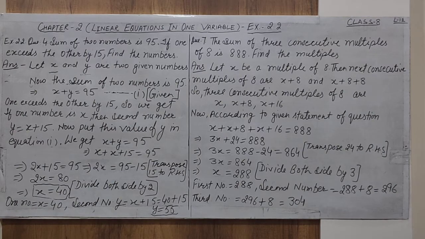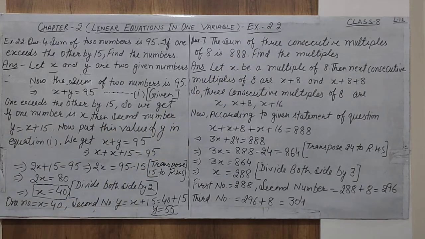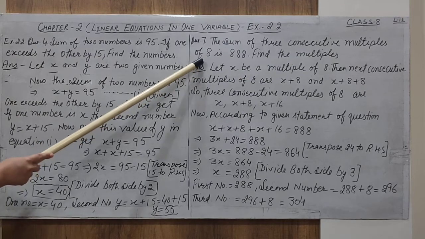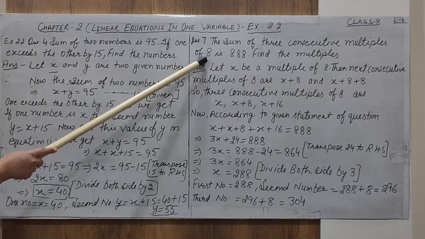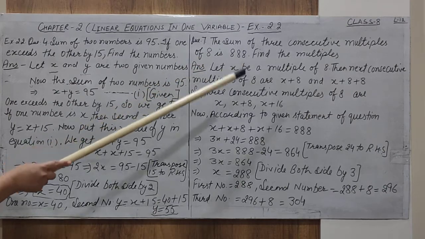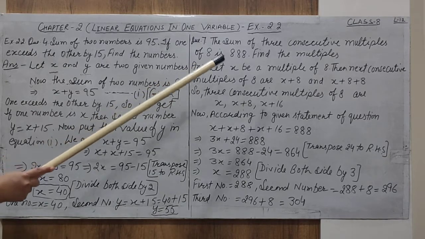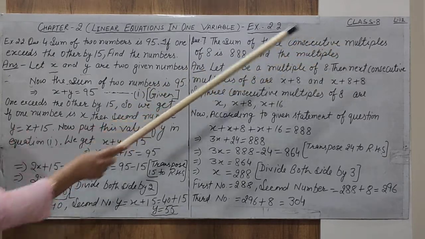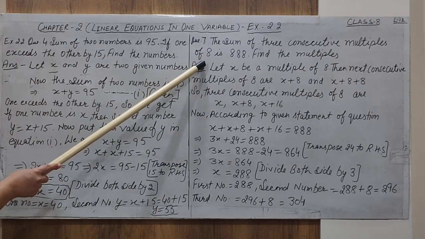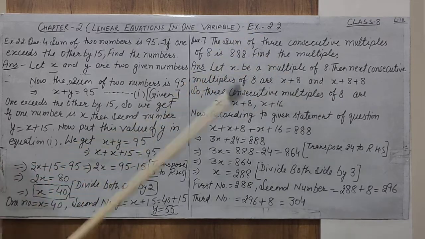So, sum of 3 consecutive multiples of 8. Consecutive you understand. Multiples of 8 means numbers that are multiples of 8, which 8 can divide. Like 8 ones are 8, 8 twos are 16 and so on. All are the multiples of 8. Now, the sum of 3 consecutive multiples of 8: the sum of those 3 consecutive multiples of 8 is 888. It is given. Now find the multiples.